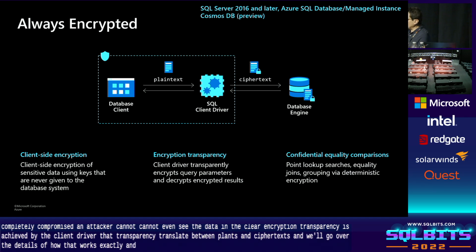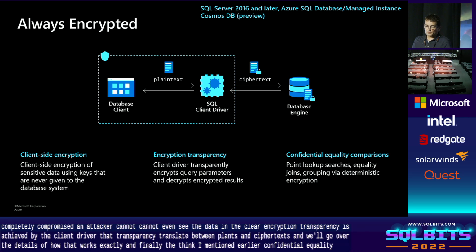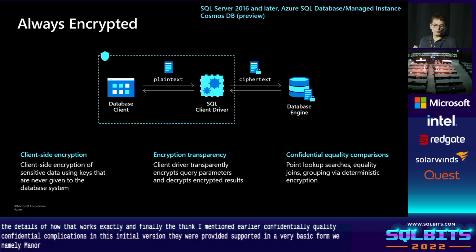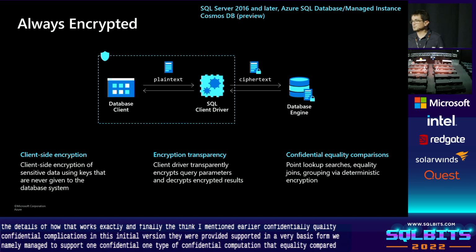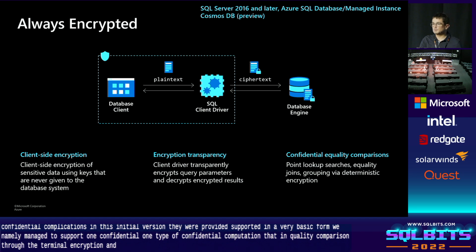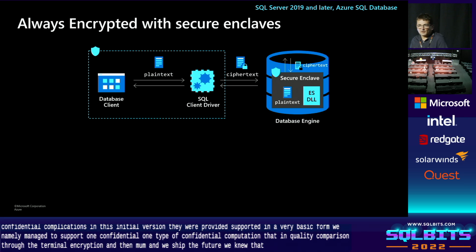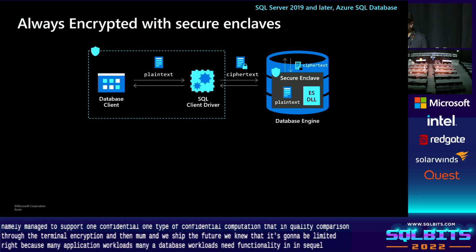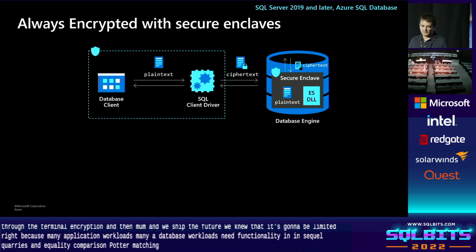And finally, the thing I mentioned earlier, confidential computations. In this initial version, they were supported in a very basic form. We managed to support one type of confidential computation, equality comparison through deterministic encryption. The moment we shipped that feature, we knew it was going to be limited, because many application and database workloads need much richer functionality in SQL queries than just equality comparison: pattern matching, range comparisons, and so on.